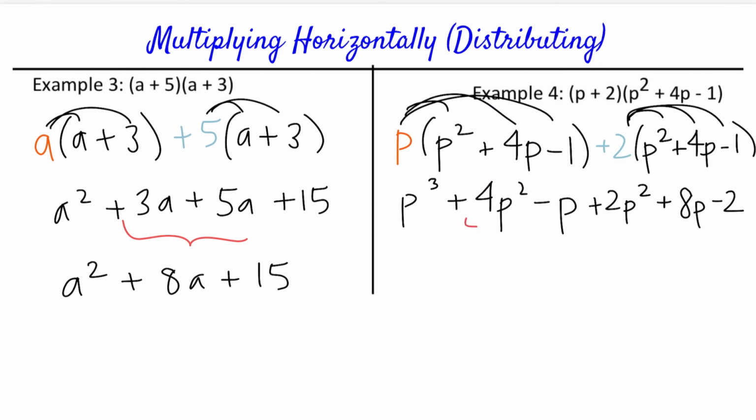and then now I have 2 sets of like terms that I'll have to combine instead of just 1. This is what I get as my final answer. Make sure that your answer is in standard form, which means the highest degree is going to be written first, and then it should be in descending order.